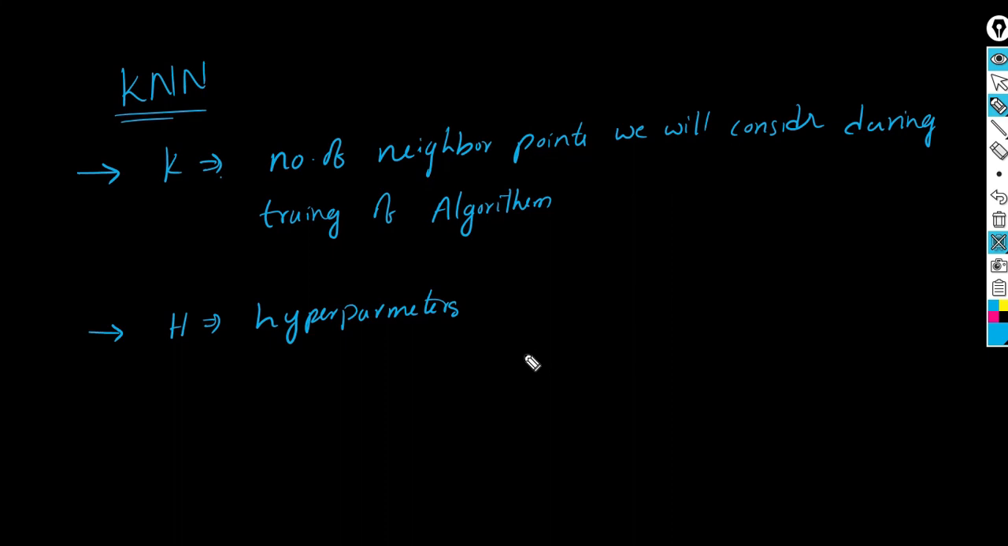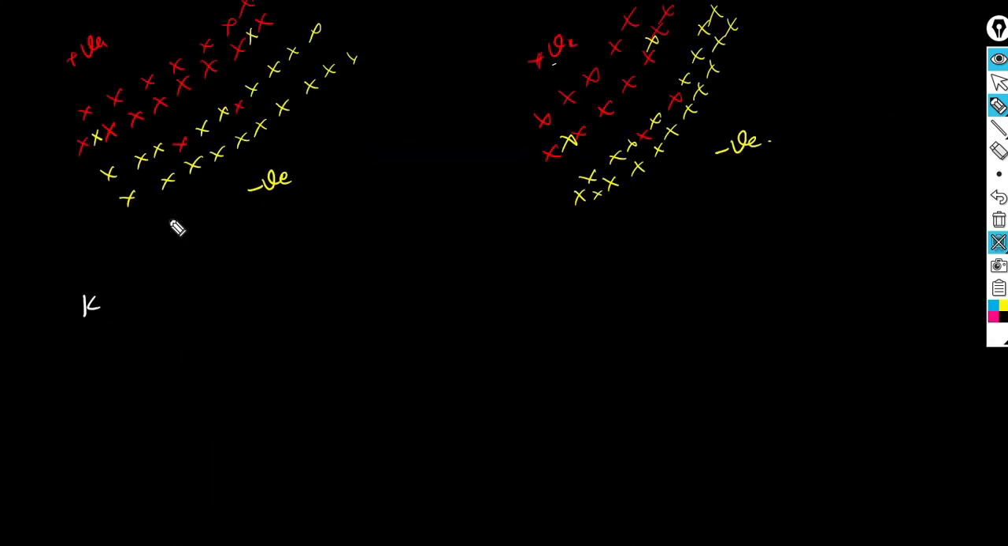Now let's deep dive into what happens when we consider a low K value and when we consider a high K value. Those are the things we will discuss in this video. Let us consider this as a toy dataset. The red points represent the positive points, and the yellow dots represent the negative points. The same goes for this one also.